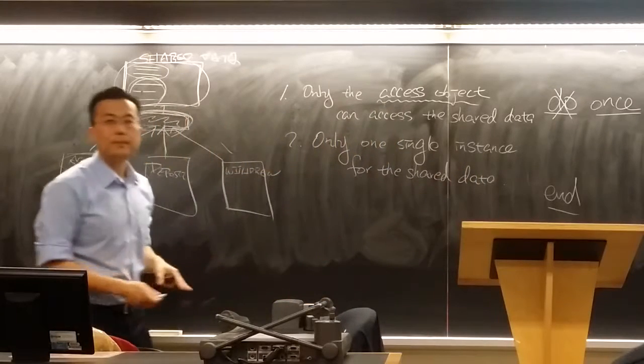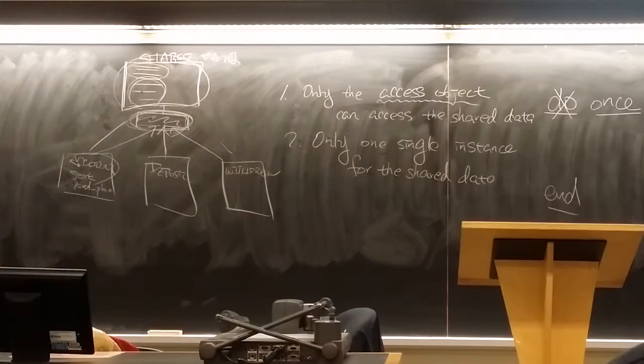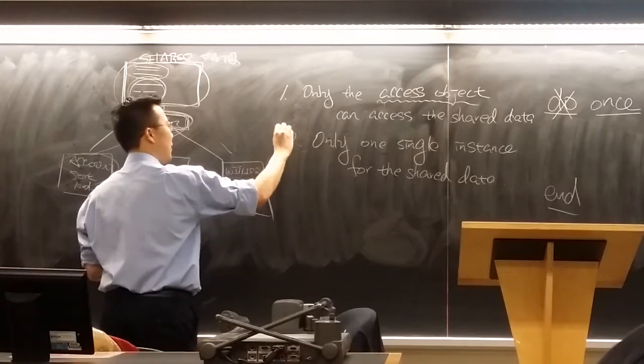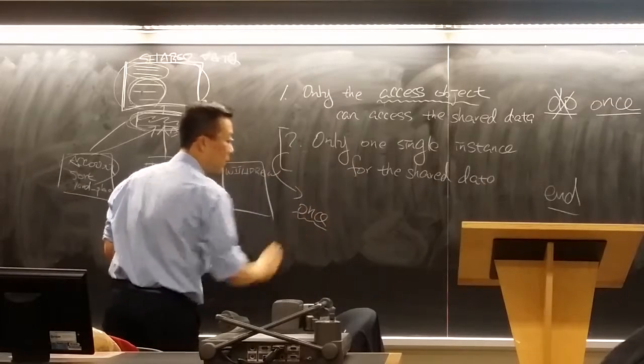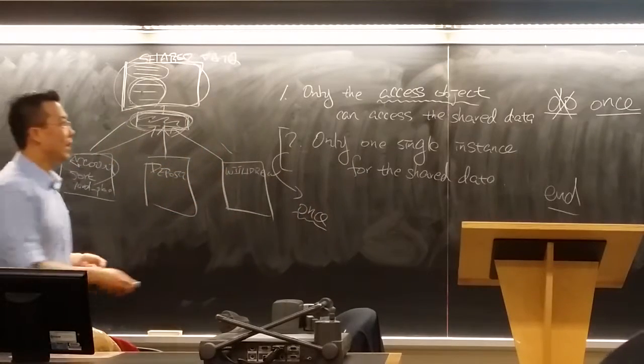Excuse me. This means in the shared data class, there will be only one instance of the shared data. Only one object at runtime that's of type shared data. Okay? So for the second point, we're going to use the once routine, the one that I just introduced.